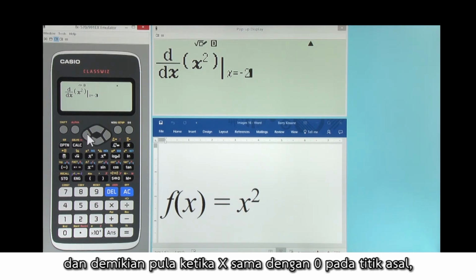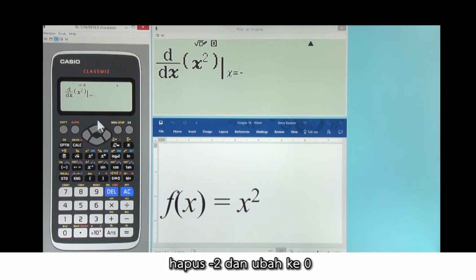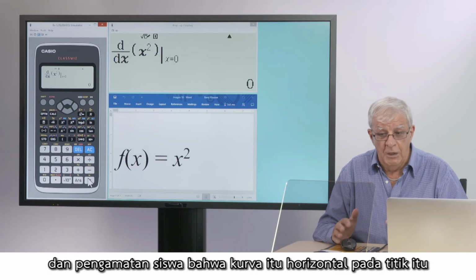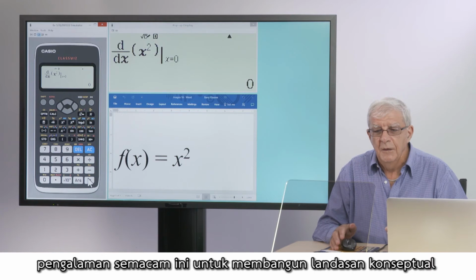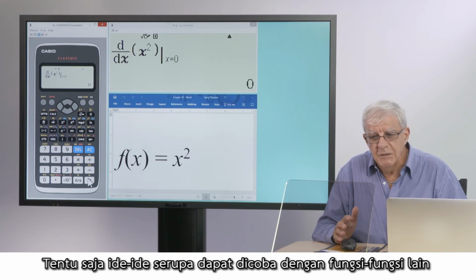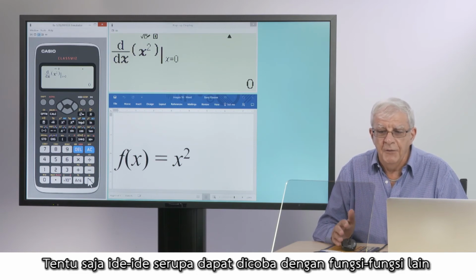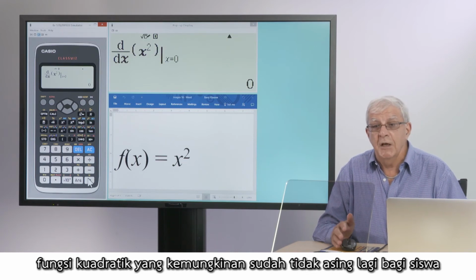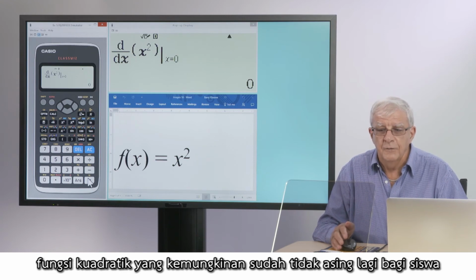And similarly, when x is equal to 0, at the origin, delete the negative 2 and change it to 0, the slope is 0, which is consistent with the student's intuition and observations that the curve is horizontal at that point. This kind of experience is building the conceptual groundwork for the idea of a derivative function. Of course, similar ideas can be tried with other functions, although the pattern is clearest at first with the quadratic function, which is likely to be already familiar to students.